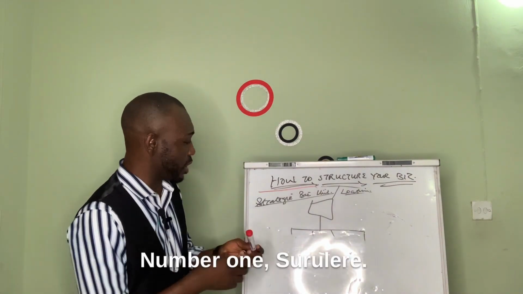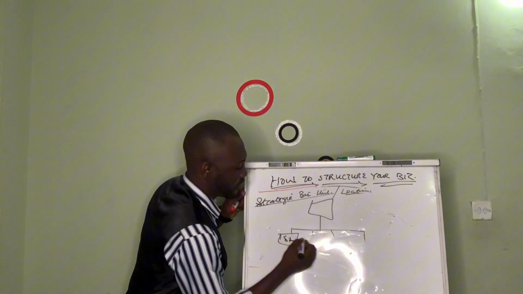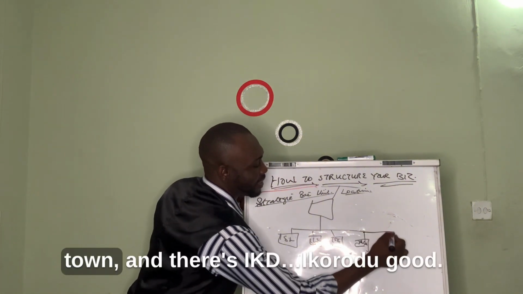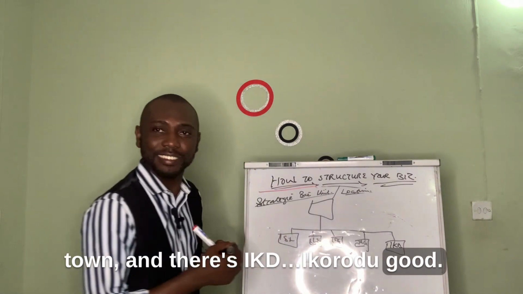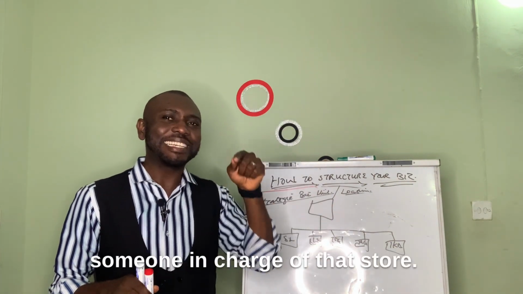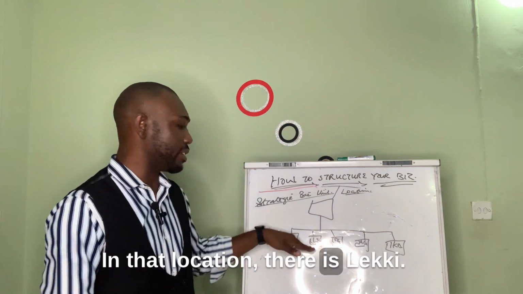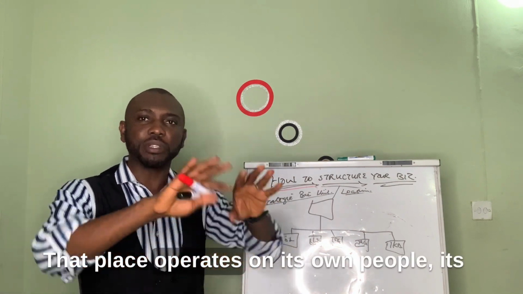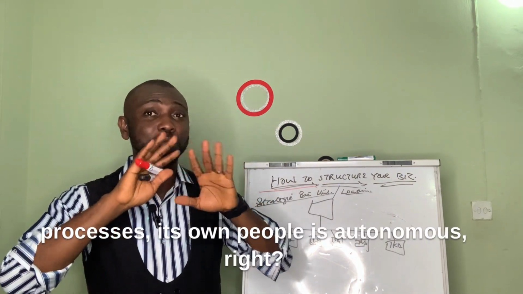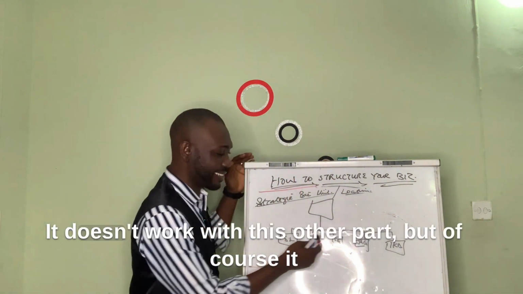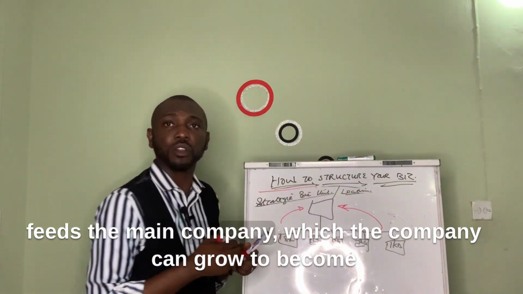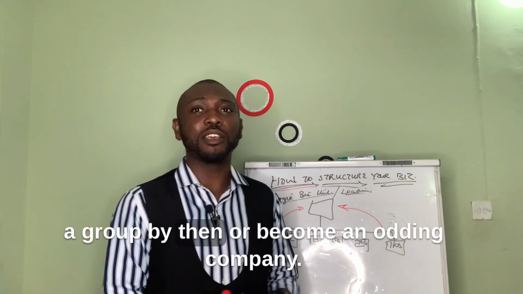She wants to structure the business. Number one, Surulere. There's Lekki, there's Ogba, there's Agege, and there's Ikorodu. Good. So she can structure the business based on this. For Surulere, there's a store and someone in charge of that store in that location. There is Lekki, and there's someone in charge of that place. That place operates on its own, with its own people, its own marketing budget, its own promotion and its own processes. It is autonomous, but of course it fits into the main company, which can grow to become a group or a holding company.